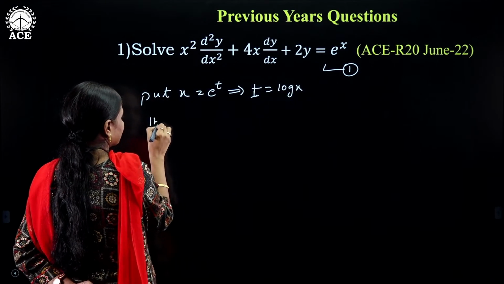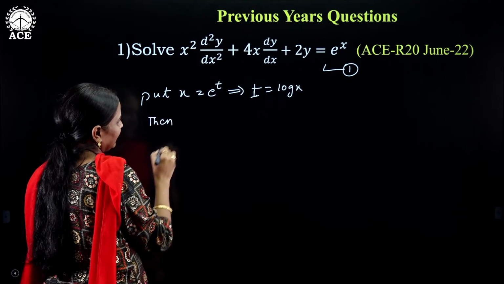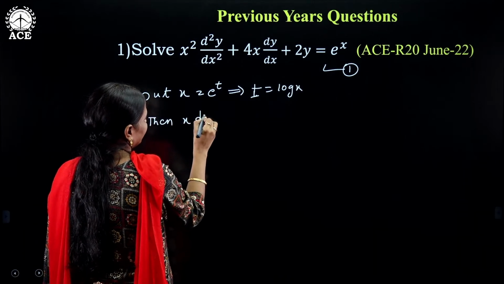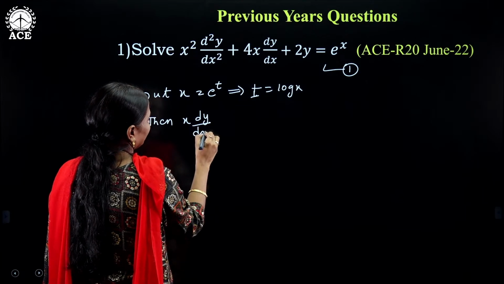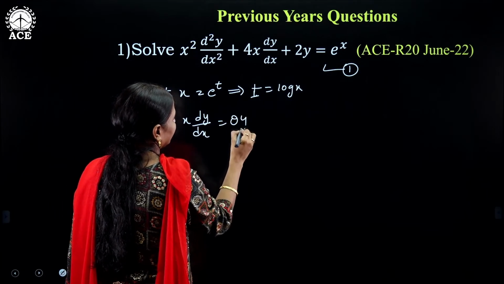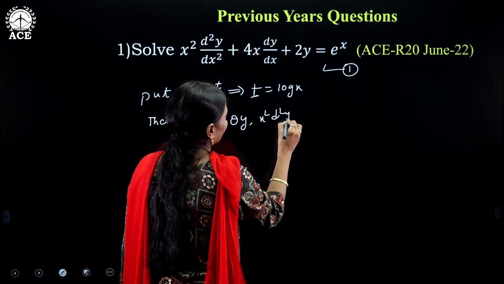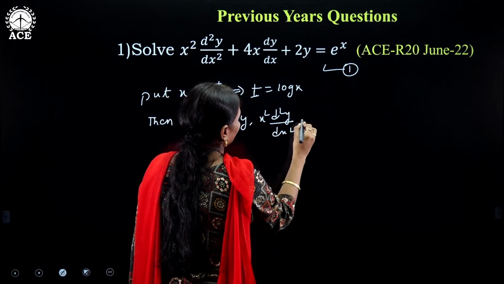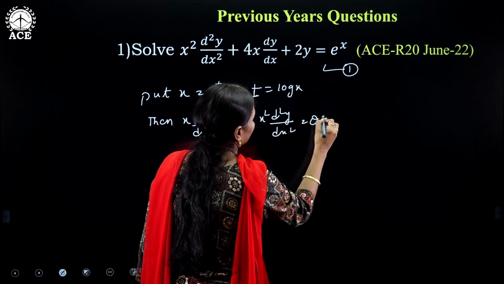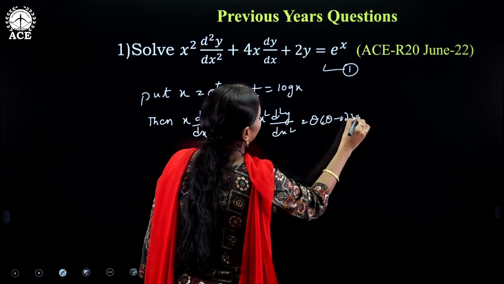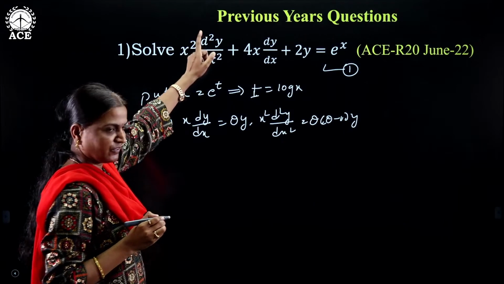Then if we take the substitution x is equal to e power t, then x dy by dx is equal to theta y, and x square d square y by dx square is equal to theta into theta minus 1 into y. So it is a second order differential equation.